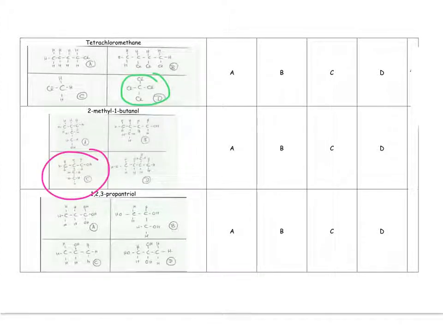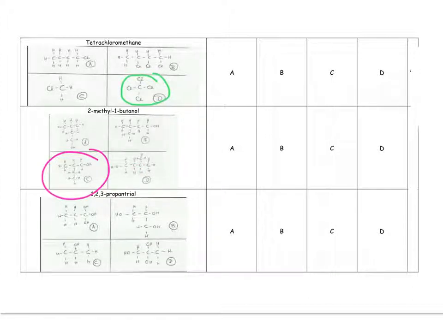Just checking the others. Here we've got a chain of 1, 2, 3, 4, and again, that's number 1, then this is number 3, not number 2. 1, 2, 3 again, and if that's number 1, that must be number 3. So the only correct one there is C.